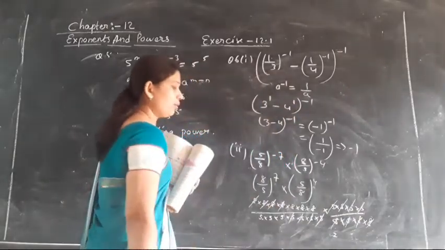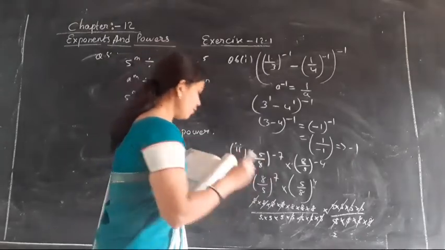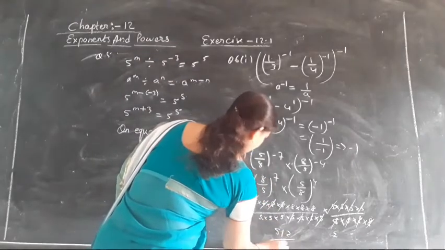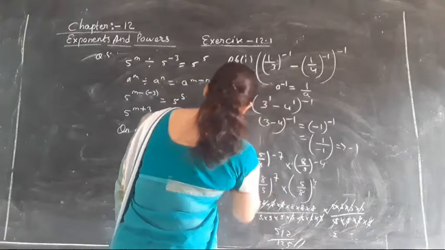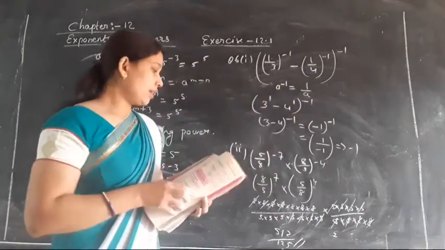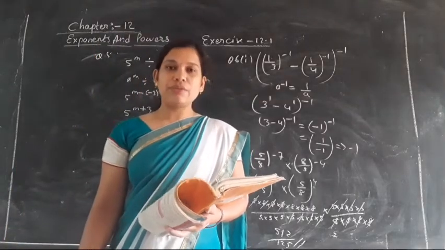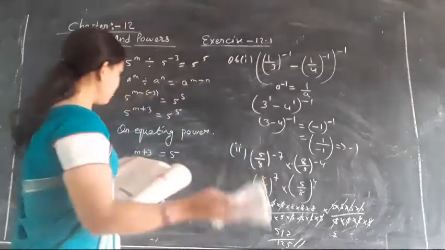cancelled. Here 8 into 8 will be 64, 64 into 8 will be how much? It will be 512 upon 125 is the answer. Clear? So when you multiply that, you will get the answer as 512 upon 125. Clear to everyone? Moving toward the next question, number 7.